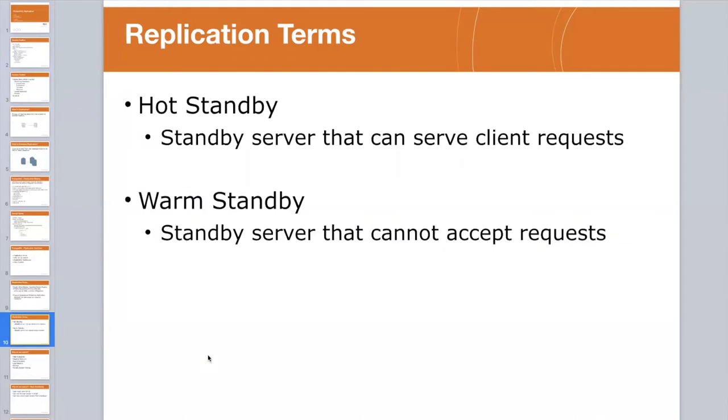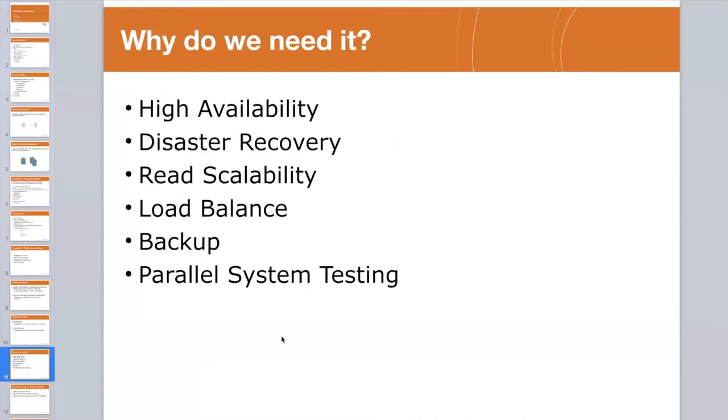Hot standby. Any standby can have two kinds of behavior. One, where our standby is capable of serving client requests, meaning it can receive queries. And the other is where the standby cannot accept queries. Where a standby can accept queries or client connections, those standbys are called hot standbys. And where a standby cannot accept queries, those standbys are called warm standbys. The hot standbys receive queries, but they are only read-only instances. You cannot perform any writes on them. These were some of the major terms.